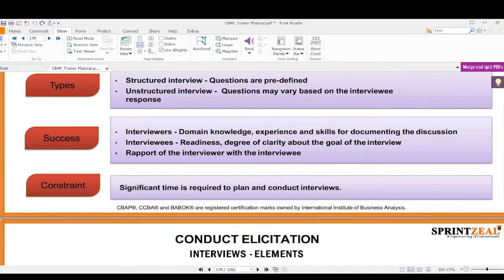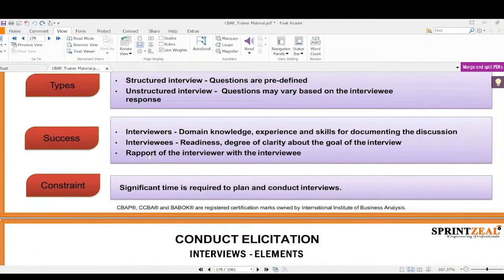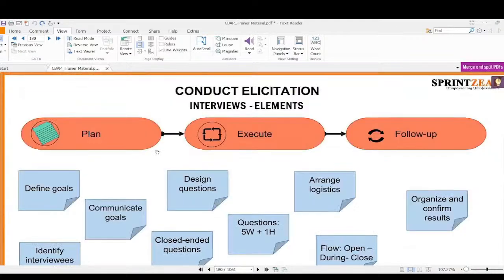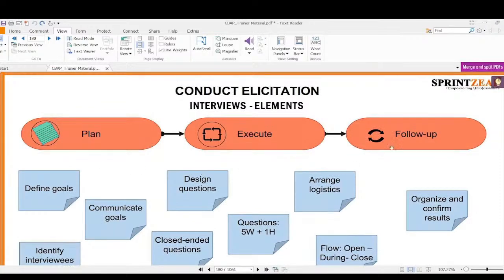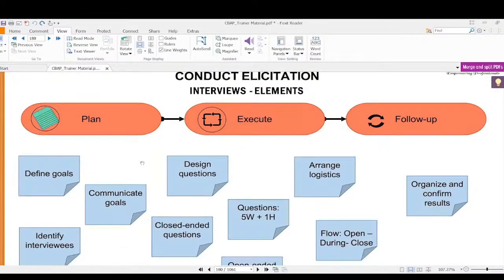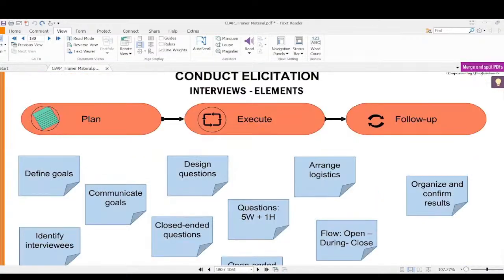There are certain constraints, which is that significant time is required to plan and conduct interviews. This is true because maybe the interviewee is not available and you have some tight deadlines. So these constraints are always there. But one can always plan in advance. There are some elements for how you conduct an interview. You plan, you execute, and then you follow up. These elements might help you.